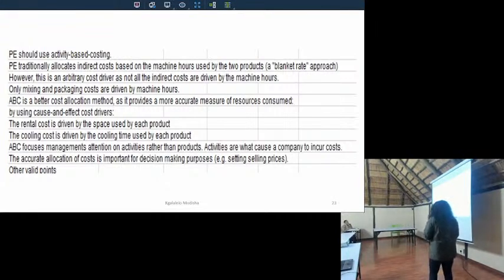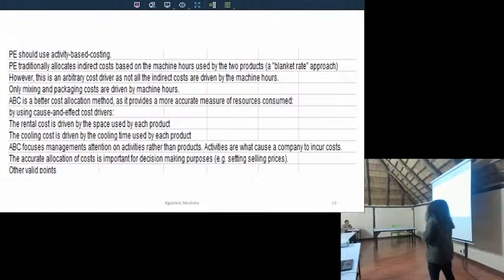ABC is a better cost allocation method as it provides a more accurate measure of resource consumed. Well, we'll get that mark, right? By using cause and effect cost drivers. The rental cost is driven by the space used by each product. The cooling cost is driven by the cooling time used by each product. And ABC focuses management's attention on activities rather than products. So it doesn't focus mainly on the product, it mainly focuses on what drives those costs. Activities are what cause a company to incur costs. So it's more cost driven, and what drives those costs and why do we allocate them.